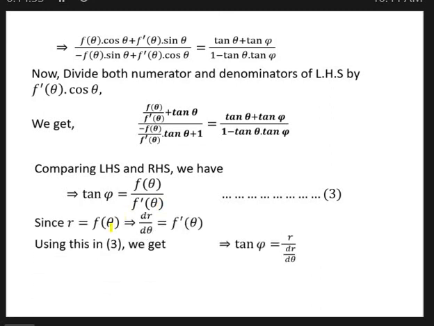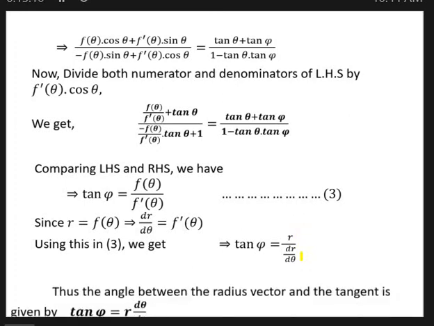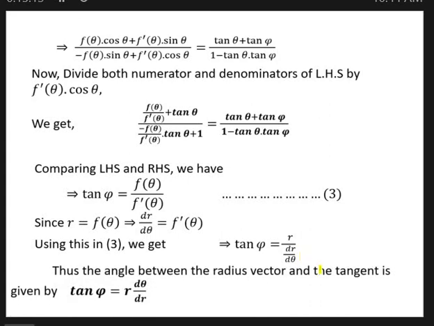Since r is equal to f of theta, then dr by d theta is equal to f dash of theta. Now using this result in 3, we get tan phi is equal to r by dr by d theta. Thus, the angle between the radius vector and the tangent is given by tan phi is equal to r into d theta by dr. Hence the proof.